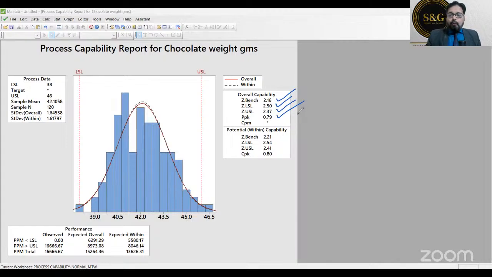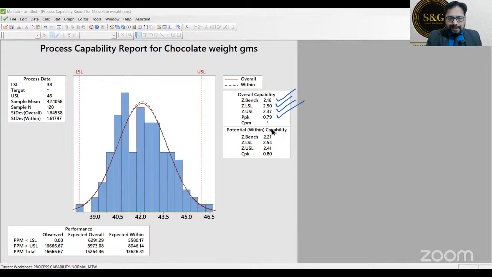So what we'll do, we will actually calculate it with the data as well. Okay, let me first write the formula here, the formula of ZLSL and ZUSL. We take the formulas of both of these, and later we will calculate the Z bench formula.